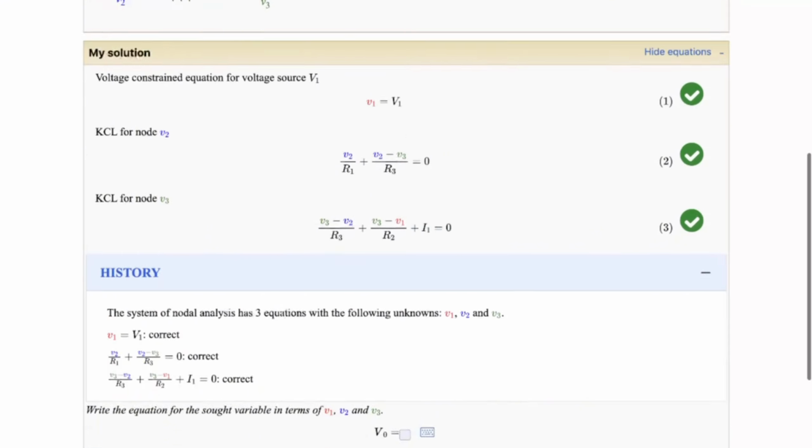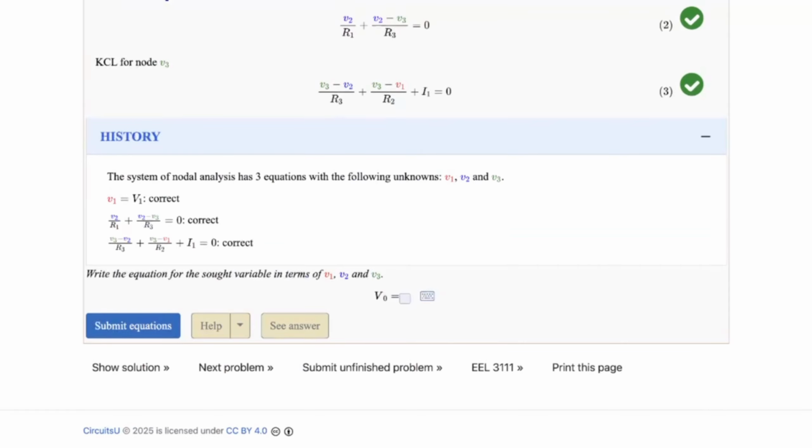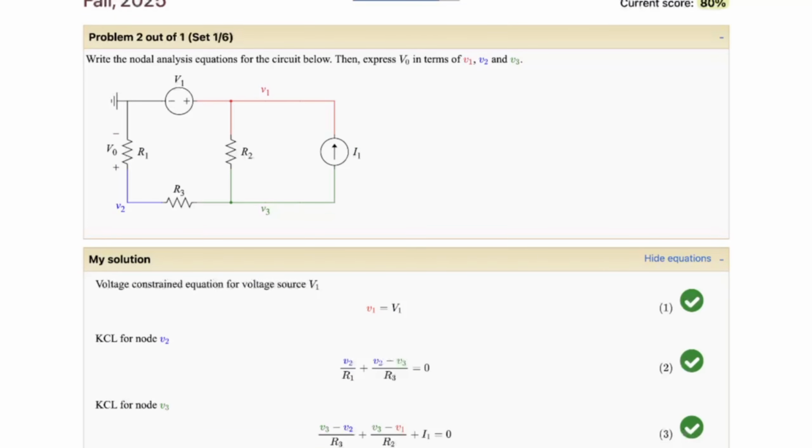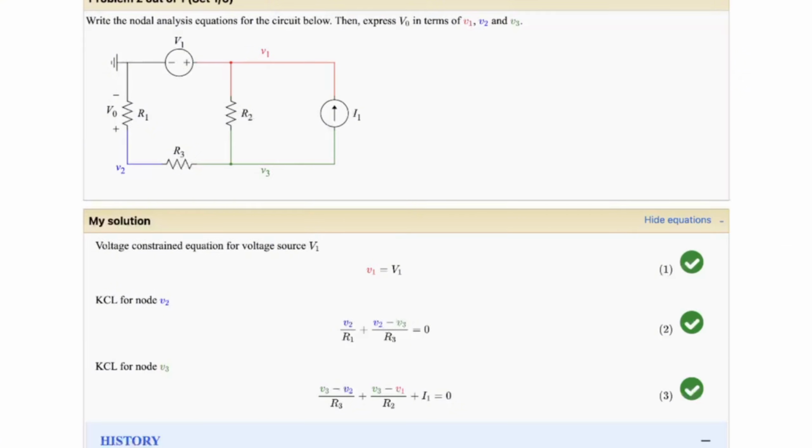Sweet. And now it's asking us to write the equation for the sought variable in terms of V1, V2, and V3. If we look at the circuit, V naught is the voltage across R1 on the left-hand side, with the positive terminal on the bottom, the negative terminal on the top. So all we need to do is subtract the negative terminal potential from the positive terminal potential. The positive terminal is V2 minus the reference node potential, which is always 0. So it's just going to be V2 minus 0, or V2.